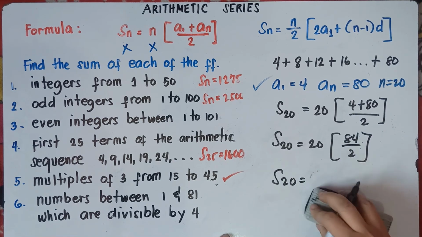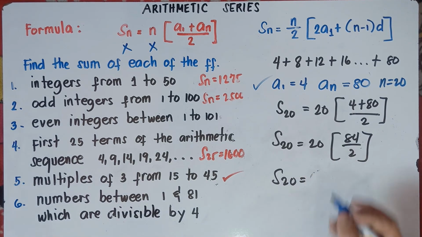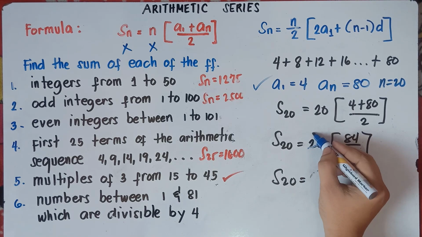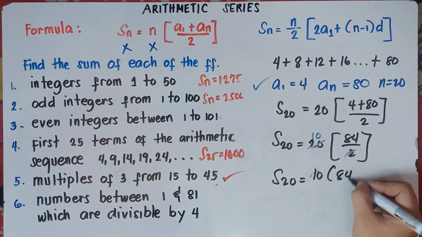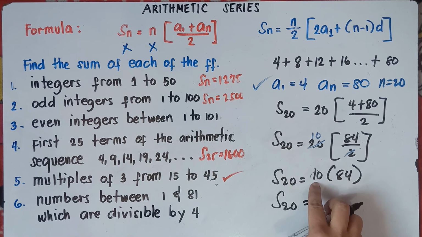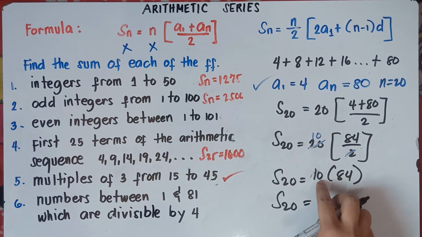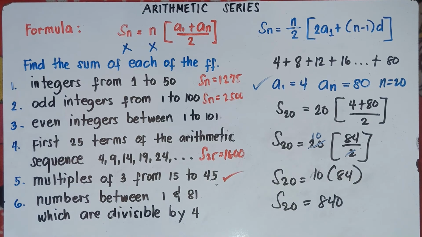You can reduce this one, class. 20 and 2, we can divide by 2. So this is 10, so 10 times 84. Once again, if you multiply a number by 10, by 100, by 1000, you simply copy the zeros. So 84 times 10, that is 840. That's it, class. That's the answer for number 6.